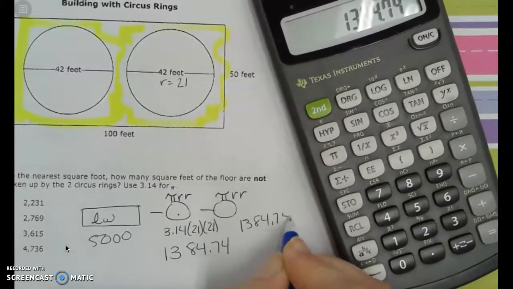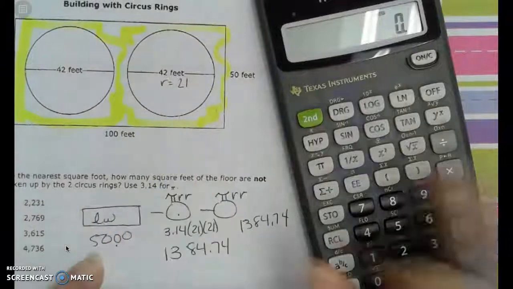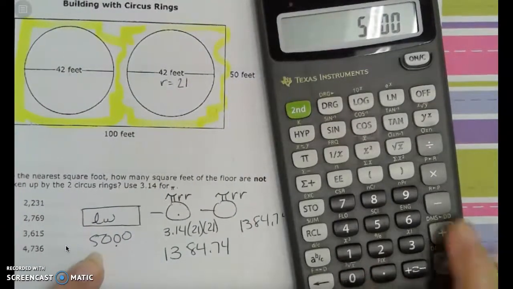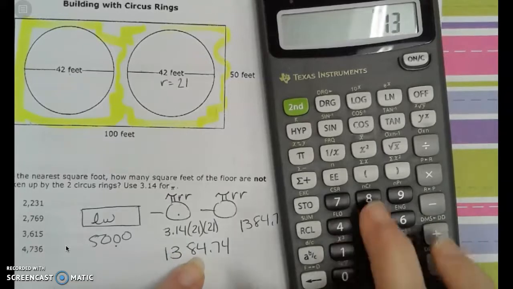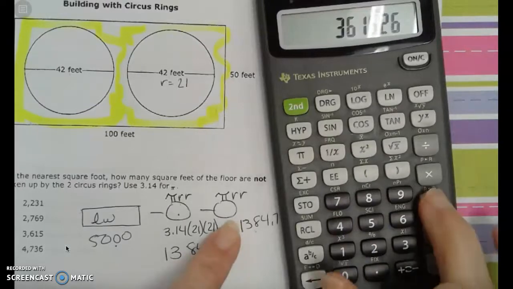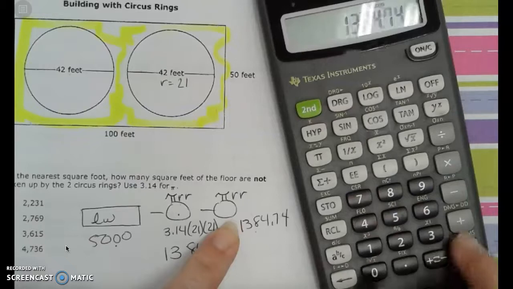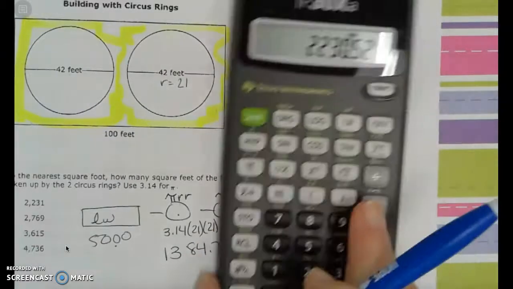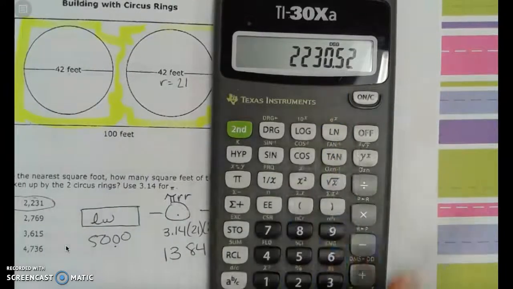Maybe I'm dyslexic. Okay, so what I need to do is take this whole rectangle, which is going to be 5,000, I'm going to subtract my first circle. Okay, then I'm going to subtract my second circle. And that's going to give me A, because it took that 0.5 and rounded it up.